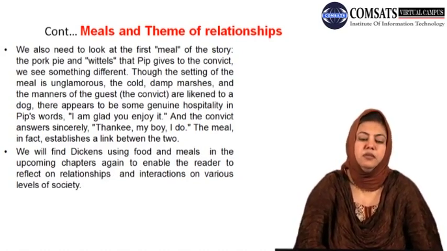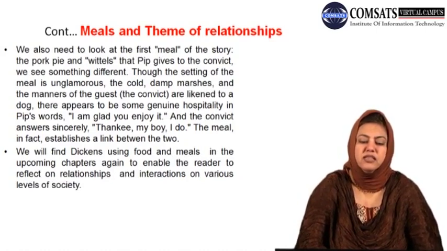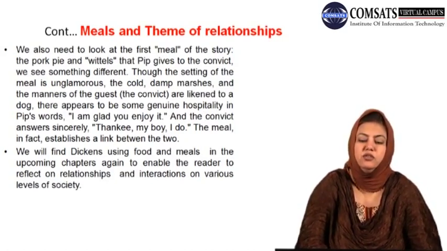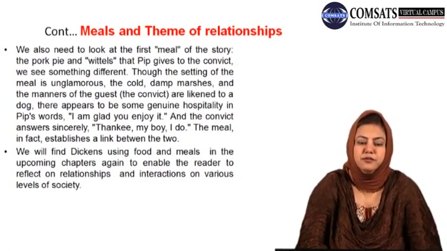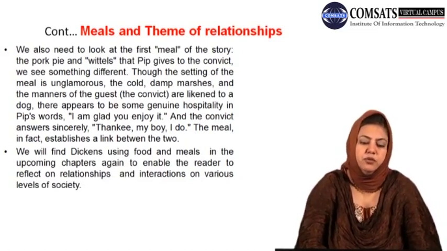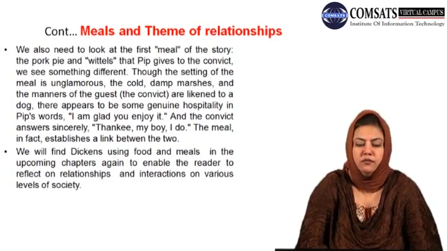Though the setting of the meal is unglamorous, it is the cold, damp marshes, and the manner of the guest, that is a convict, they are linked to a dog. There appears to be some genuine hospitality in Pip's words. "I'm glad you enjoy it." So this enjoying the food, this reference to enjoying the meal is very, very important. This lays the first foundation of the relationship between Pip and the convict. And the convict answers sincerely, "Thank you, my boy, I do."